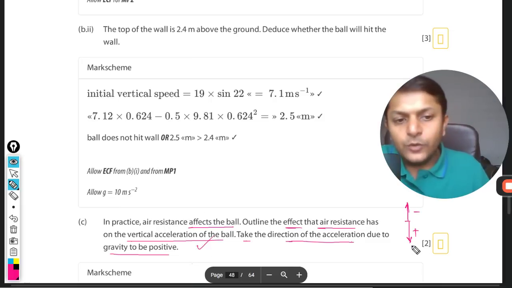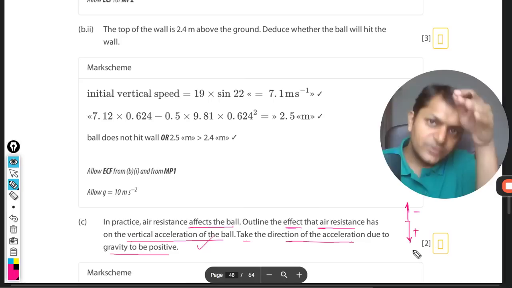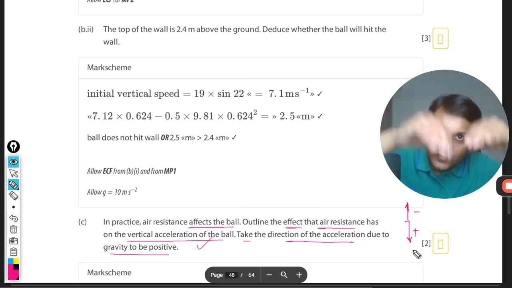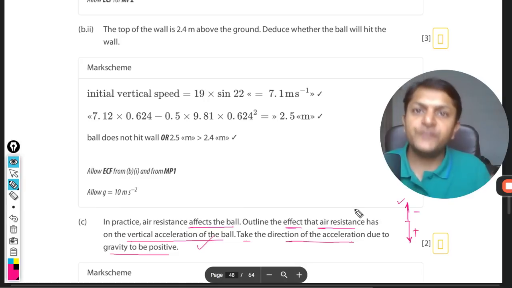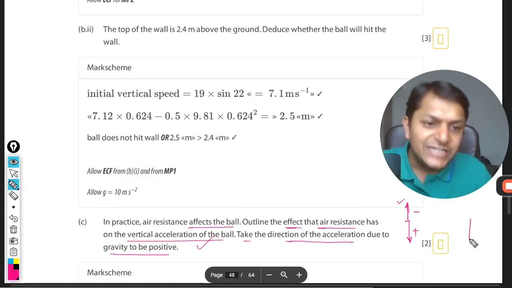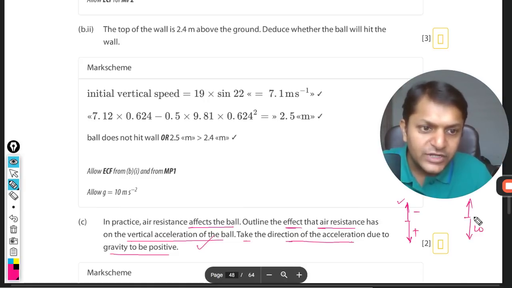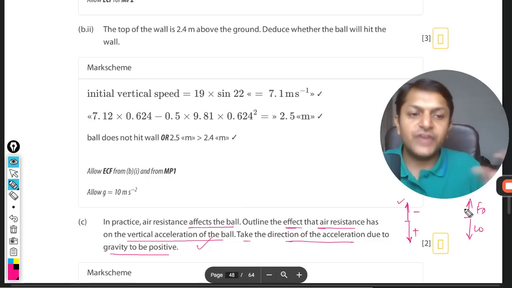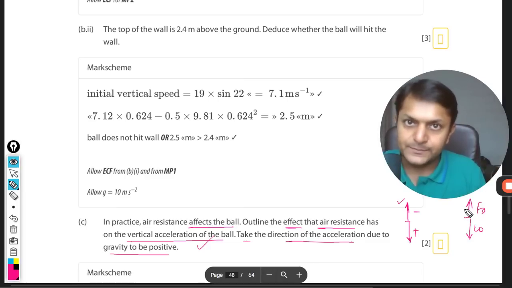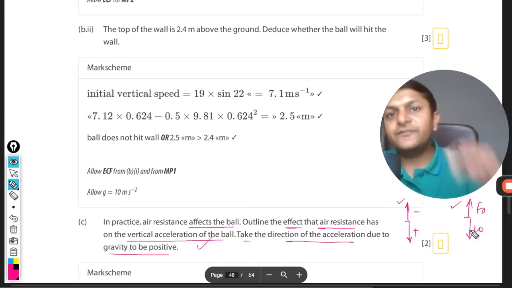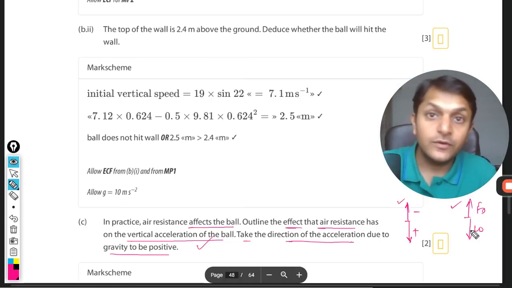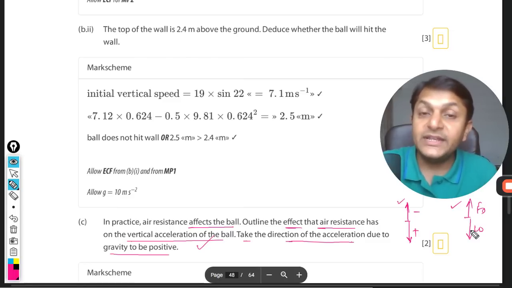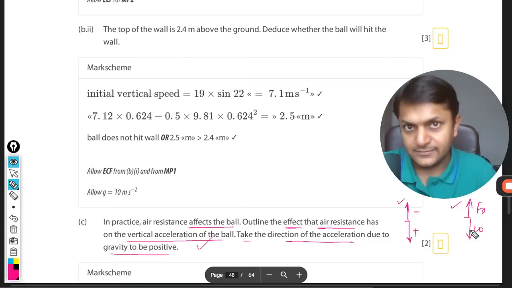See, the gravity is downward, so gravity is pulling it downward. When the ball is moving a bit downwards, there will be a drag force because of the air in the upward direction. It means that the downward force will be the weight, and in the vertical plane there will be a drag force acting upward. So if this drag force is acting here, it means that the net force downward will be lesser. It means that the vertical acceleration for the ball will be lesser than gravity.